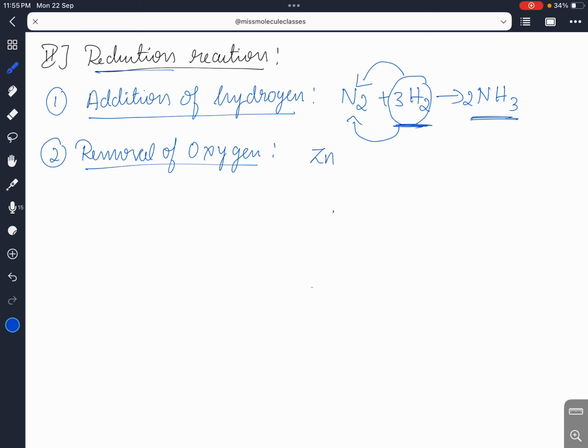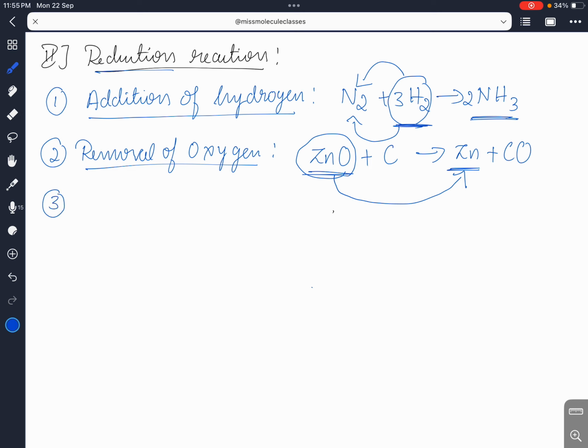I'll take an example. Zinc oxide, when it reacts with carbon, is going to form zinc and carbon monoxide. We are removing oxygen from this zinc oxide to form zinc. We have removed oxygen from zinc oxide to give zinc. So this removal of oxygen is termed reduction reaction.